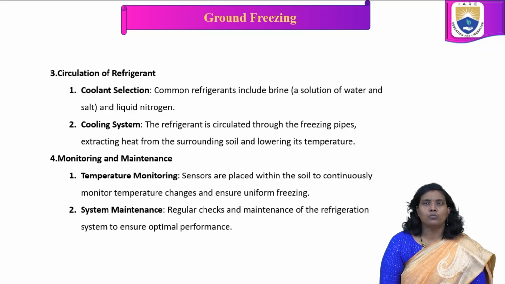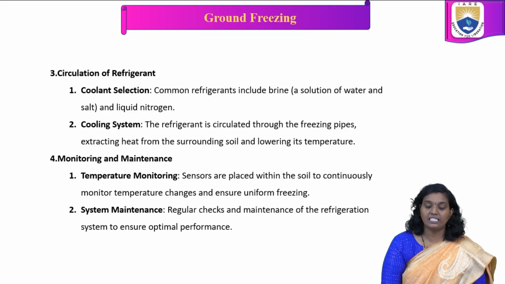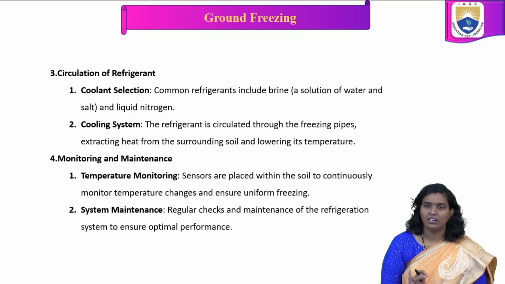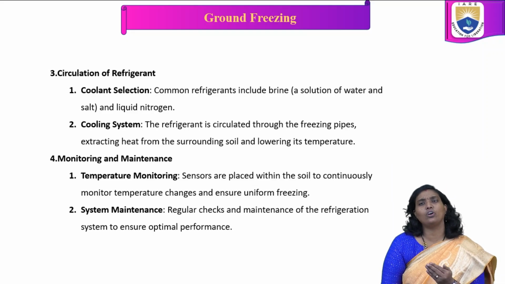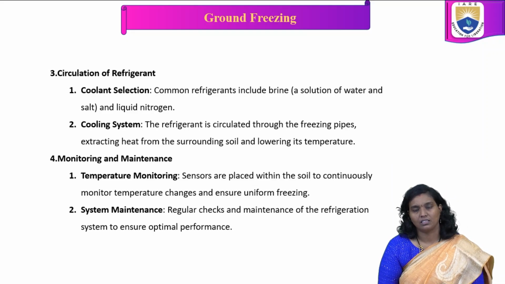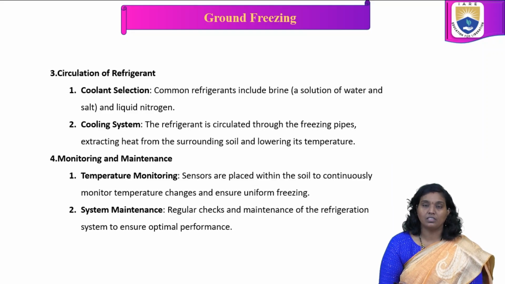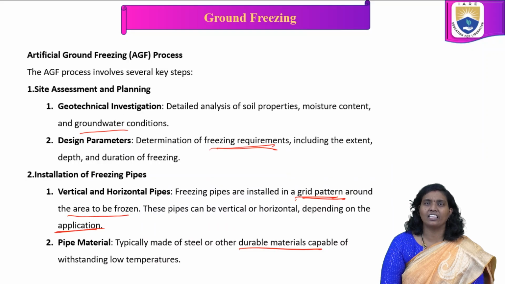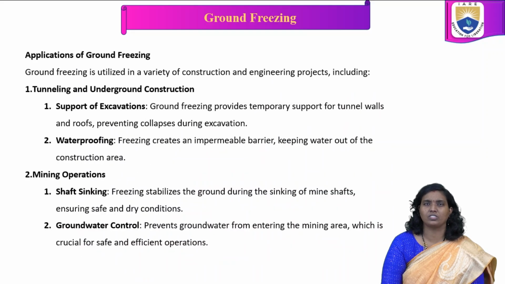Monitoring and maintenance. Temperature monitoring: sensors are placed within the soil to continuously monitor temperature changes and ensure uniform freezing. System maintenance: regular checks and maintenance of the refrigeration system to ensure optimal performance. So these are the steps we are going to understand under the artificial ground freezing process.